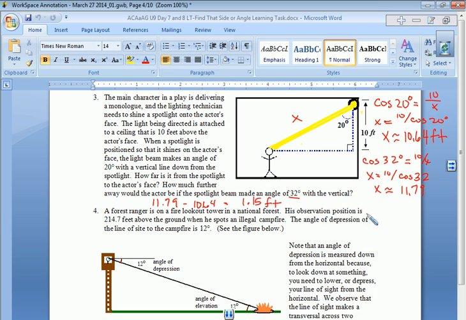Oh my gosh, it looks like they're a lot farther away than that. Okay.